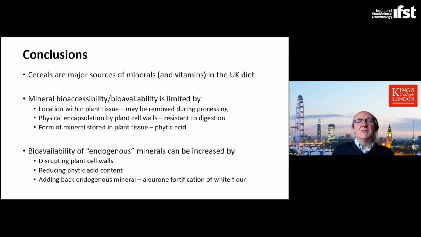The bioavailability of the endogenous minerals can be increased by disrupting plant cell walls and also by reducing the phytic acid content. And we've got some evidence now from preliminary studies that adding back the endogenous mineral in the form of aleurone, adding that as a fortificant to white flour, may provide a bioavailable source of iron for food fortification.